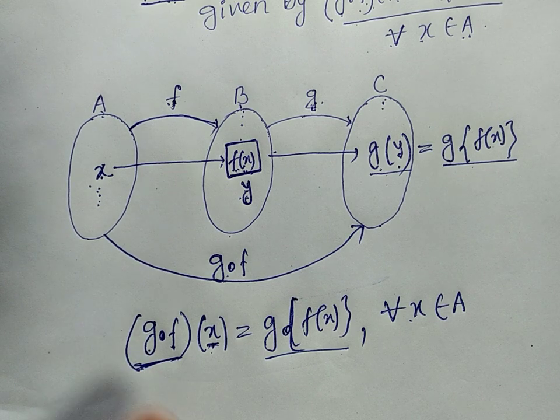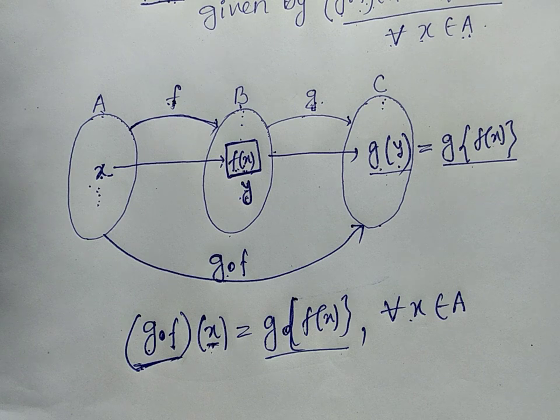Z. What is the codomain of Z? C. Therefore, the codomain of the composite function is Z. This is a basic definition. Composite function is nothing but the combination of two or more functions. We can easily combine two or more functions to have a new function.